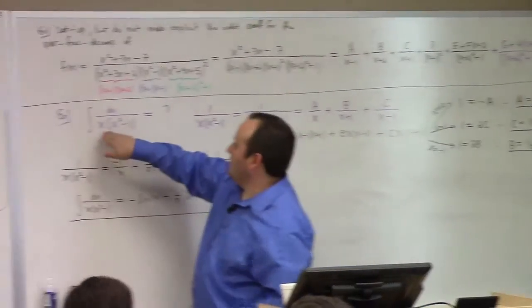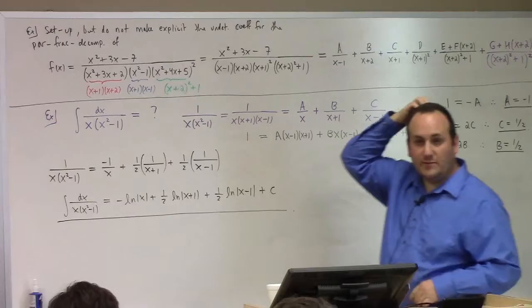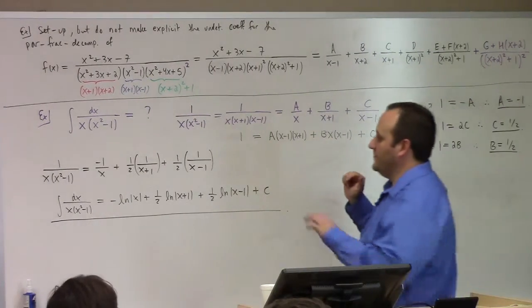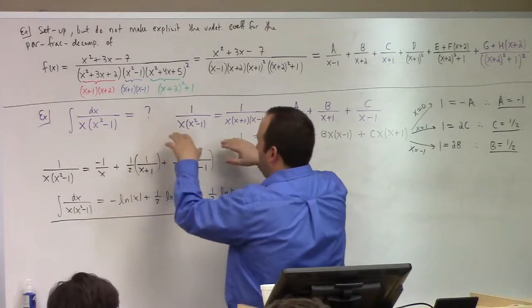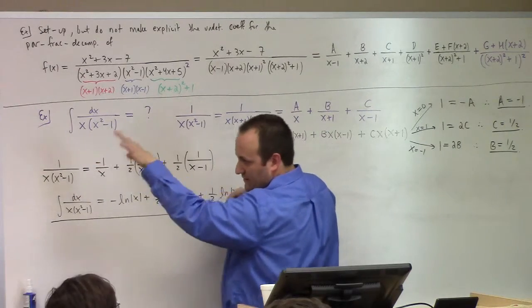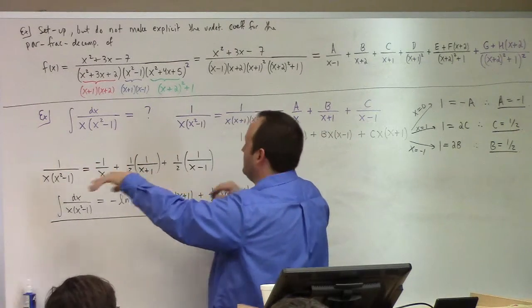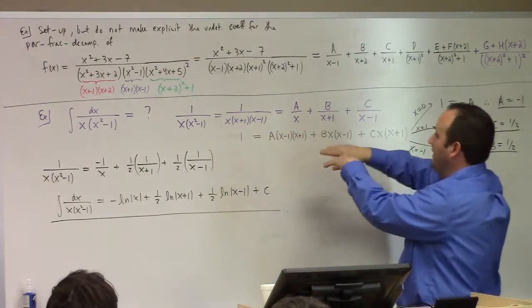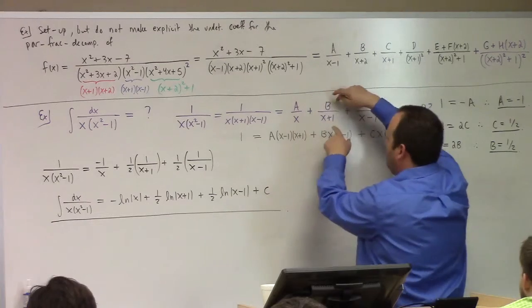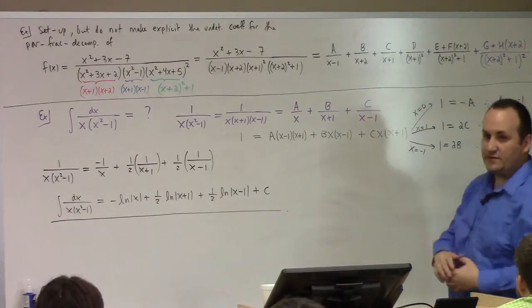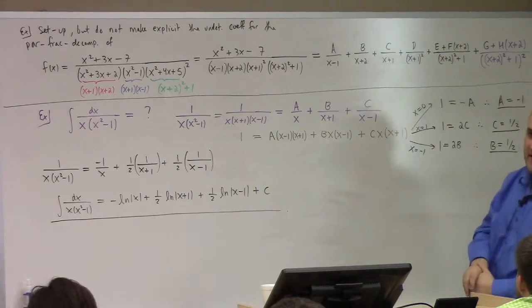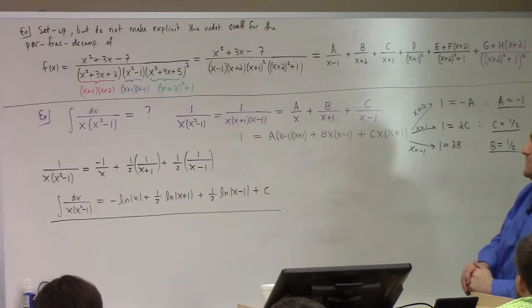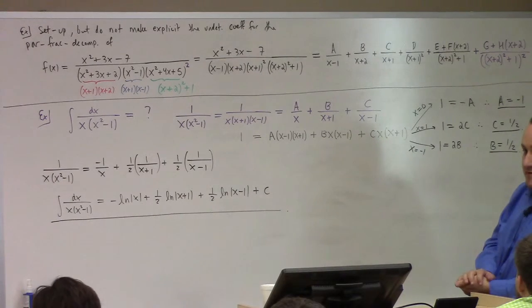So how would you integrate 1 over x times x squared minus 1? Thankfully, we haven't had to deal with step 1 in the process. I'll deal with that next class. I factor the denominator, right? And then I've got a over x plus b over x plus 1 plus c over x minus 1. That's my partial fractions decomposition. I need to find a, b, and c this time. I'm actually trying to complete the process. This is not a partial example like the last one.